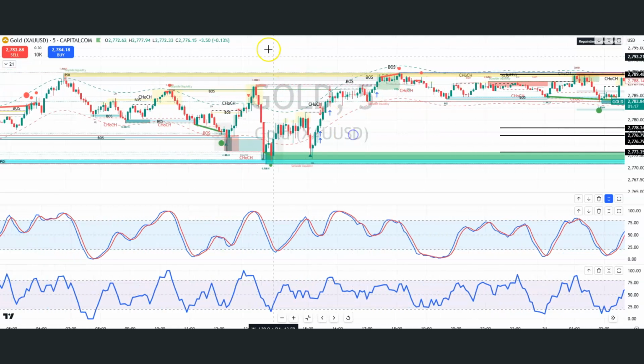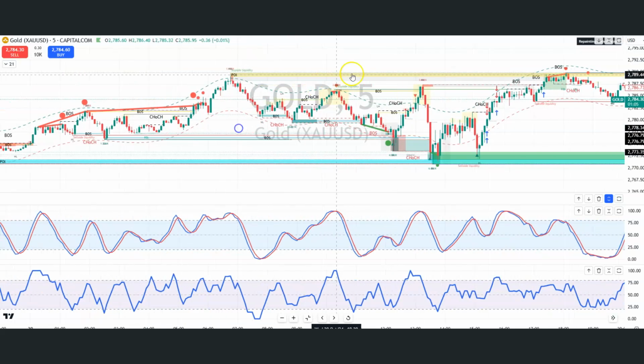Now in terms of targets, what I would be doing here, I would be buying here, and my target would be here. Makes sense? If I am selling here, this outside bar here, I'll be aiming for somewhere around there, this support area here.